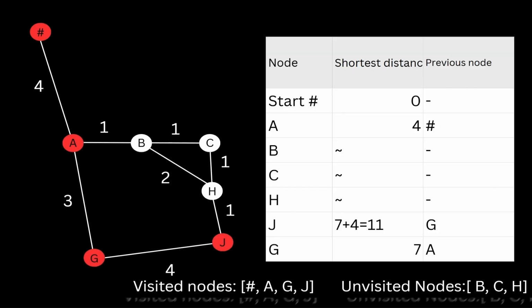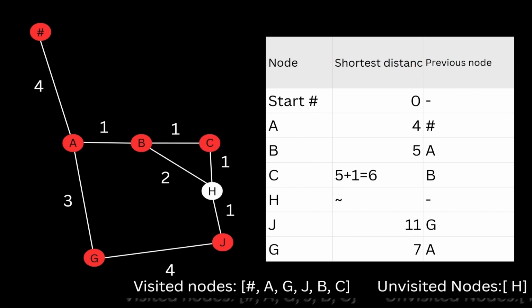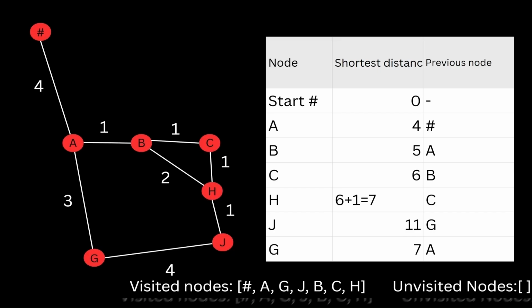Let's check that. First, we're going to go to node B. But how are we going to get there? We're going to go from node A. And to go from node A to node B, it will give us the shortest distance of 5, adding the weight of the edge between the start and A and B. After that, we're going to go to node C, giving us a shorter distance of 6. Going to node H will give 7. And then finally, going to node J will be 7 plus 1, giving us 8. And 8 is shorter than 11, which we mark as the shortest path that we found using this algorithm.